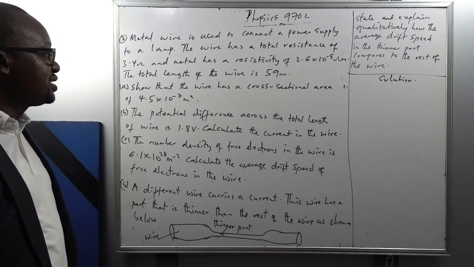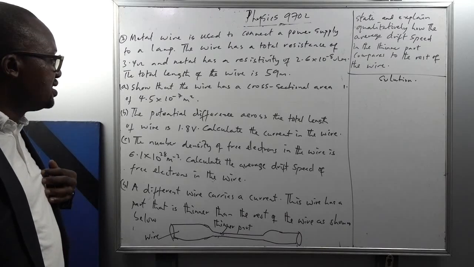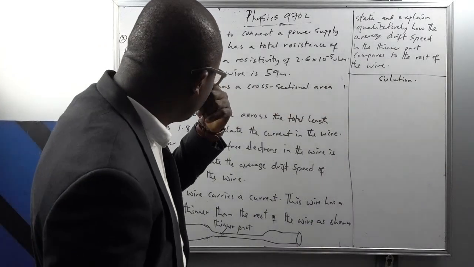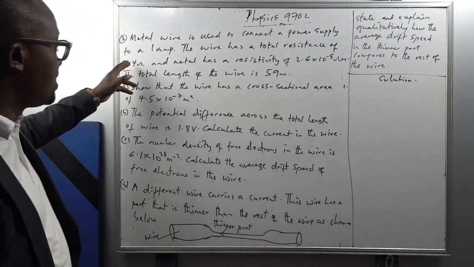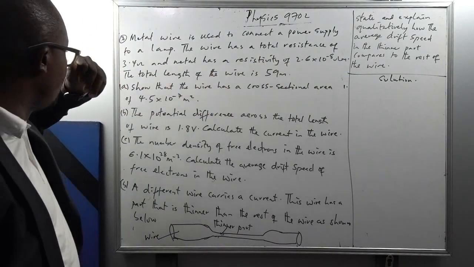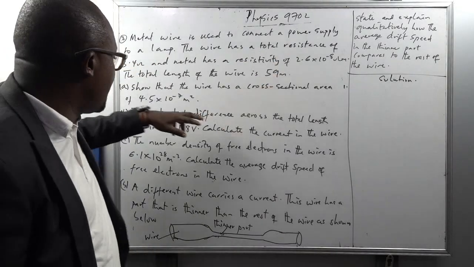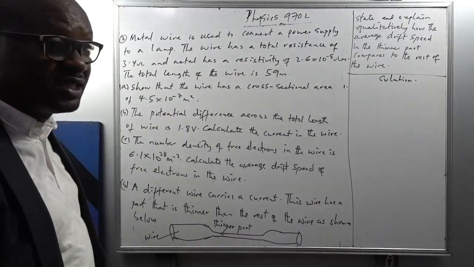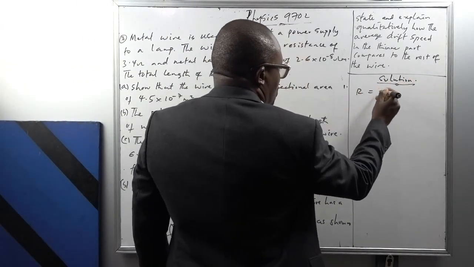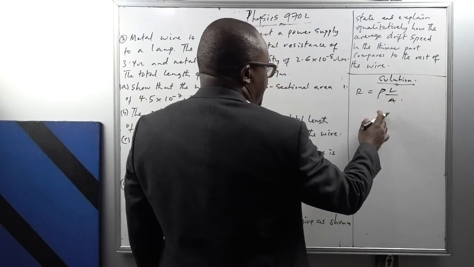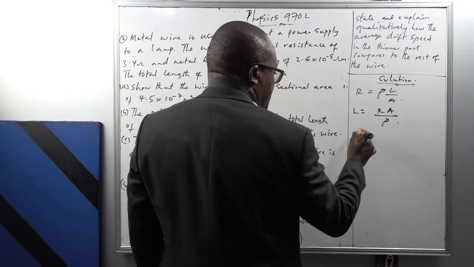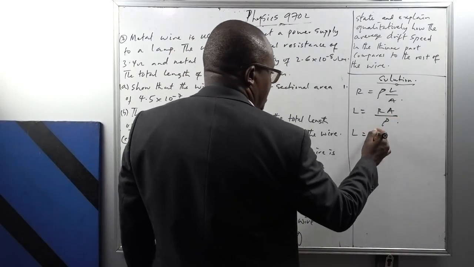A. Show that the wire has a cross-sectional area of 4.5 times 10 raised to the power minus 7 meters squared. So, solution, we can solve the first question here. In this question, we know resistance, resistivity and length. So we should relate resistivity to length and cross-sectional area, where resistivity is the constant. So resistance is equal to rho L over A. So that L becomes RA over resistivity.